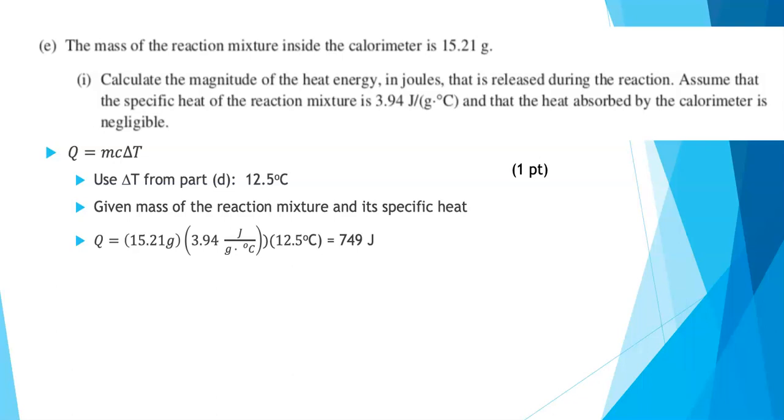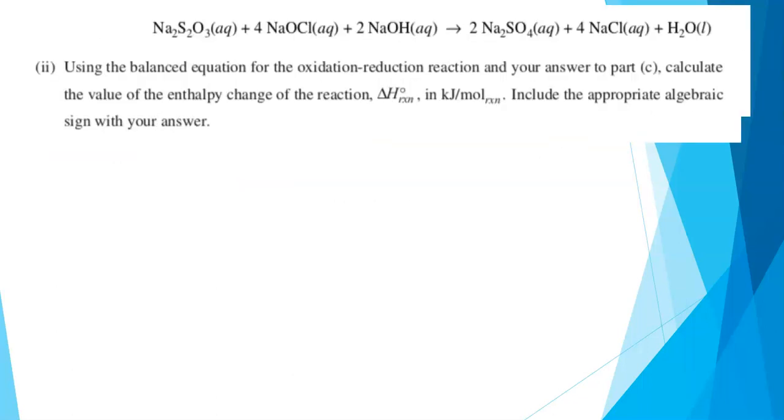That's going to be important when we go on to the next part of the question, because this is E part 1. There's an E part 2, and we're going to need this information for q to do the next part. Our answers need to be internally self-consistent as we're working, because now we're asked to find the value of the enthalpy change of the reaction in kilojoules per mole of reaction.